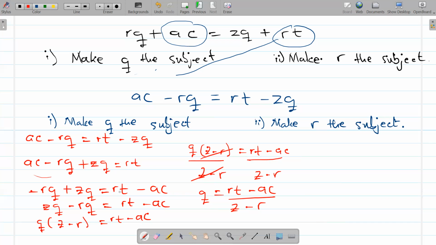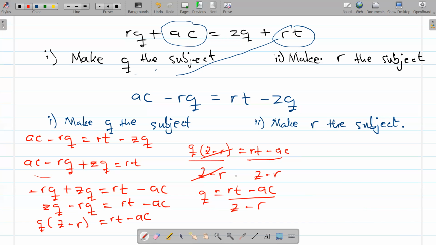Then RT is already there. Then AC, which is coming, is positive. That AC will move, then it becomes negative AC. Okay. Then we come down again. So we have minus RQ plus ZQ. In order not to confuse you, I will start with a positive first. That's why I wrote the ZQ first, then I brought the minus RQ. Then we do the factorization, then you come and get this.